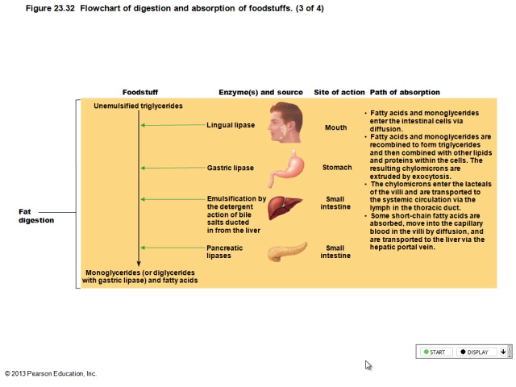The lipids. So remember the enzymes, they start right in the mouth. The one in the mouth doesn't work so great because it only works for a short period of time, but it's there. Lipase in the mouth. Who makes lipase in the mouth?